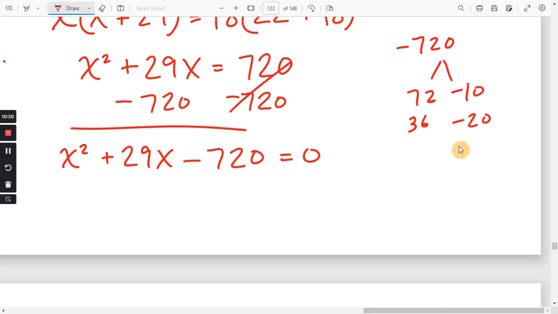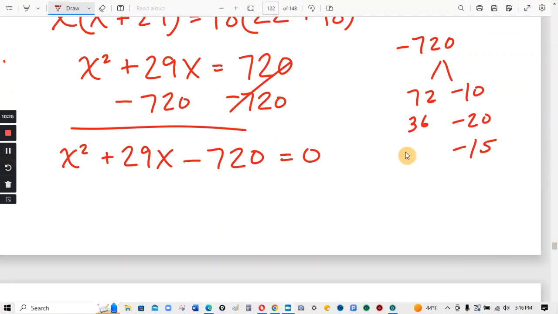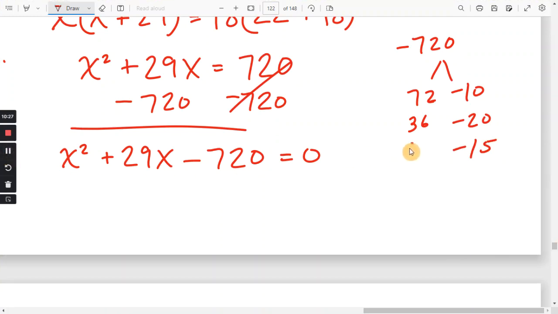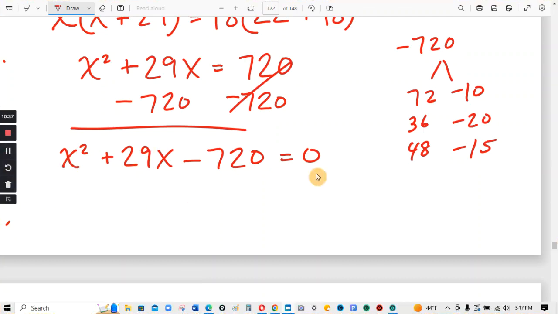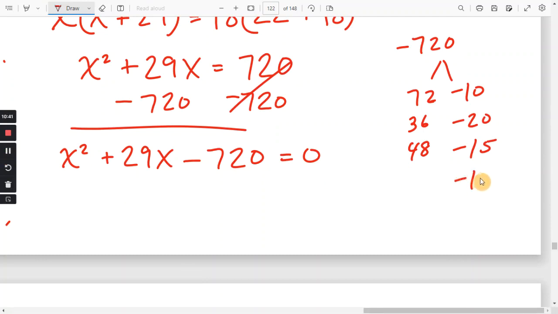Let's see. What about negative 15? And this would be 48. 48 minus 15. That won't do it. Let me see. Okay, got it. I tried negative 16. Negative 720 divided by negative 16 is 45. Add these two, and you'll get 29. So I lucked out.